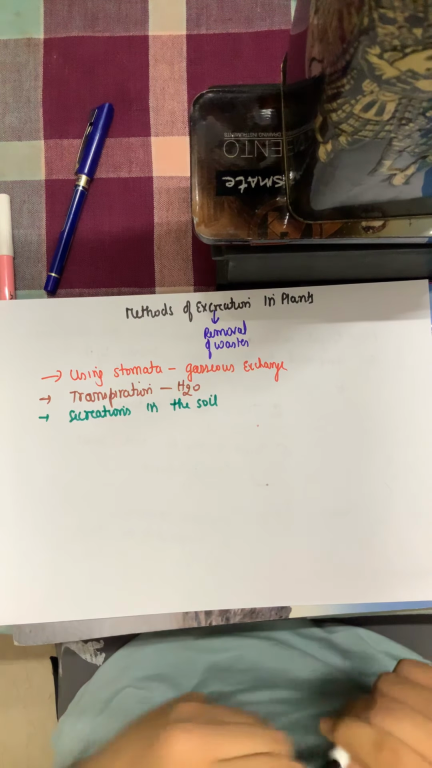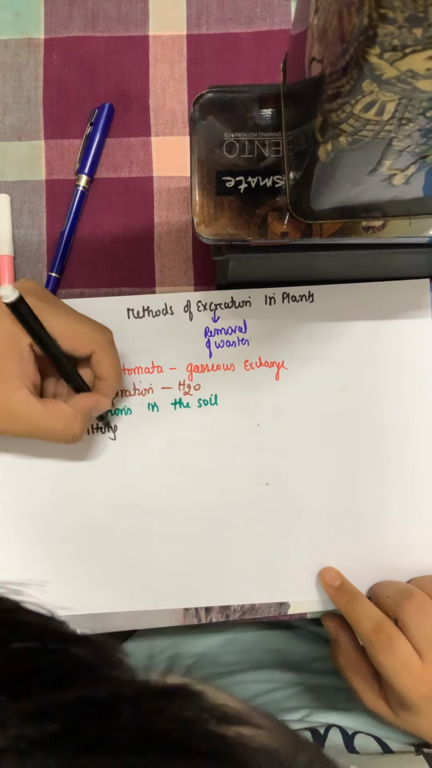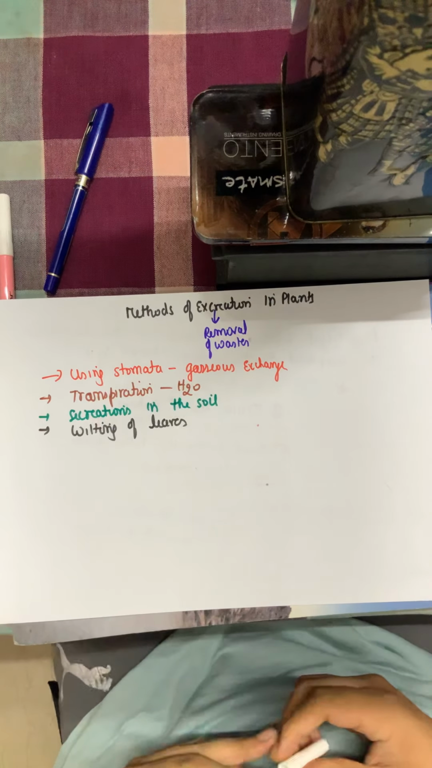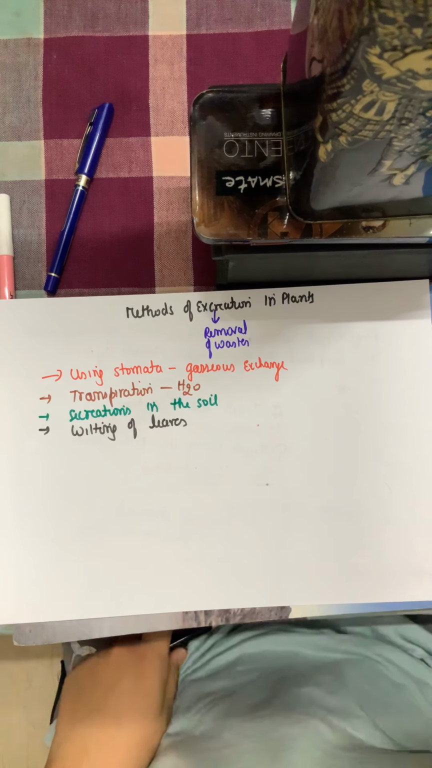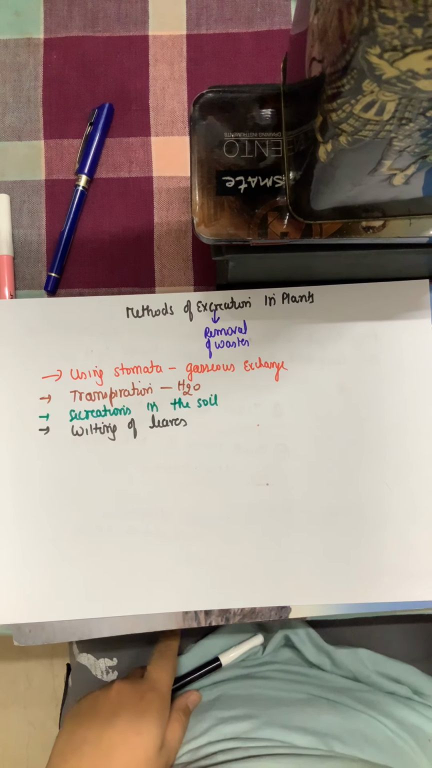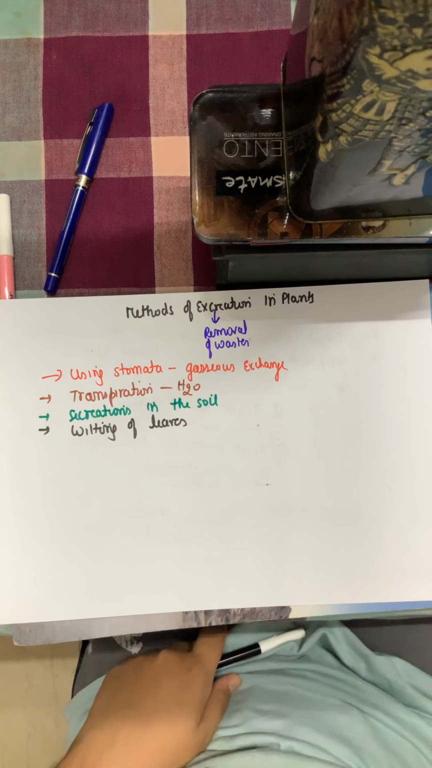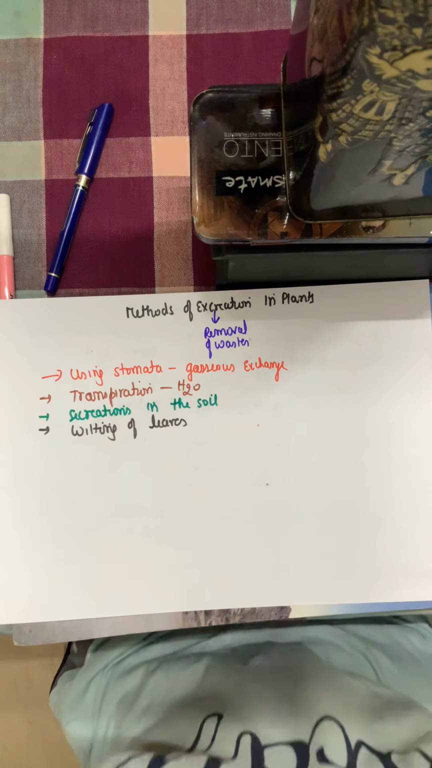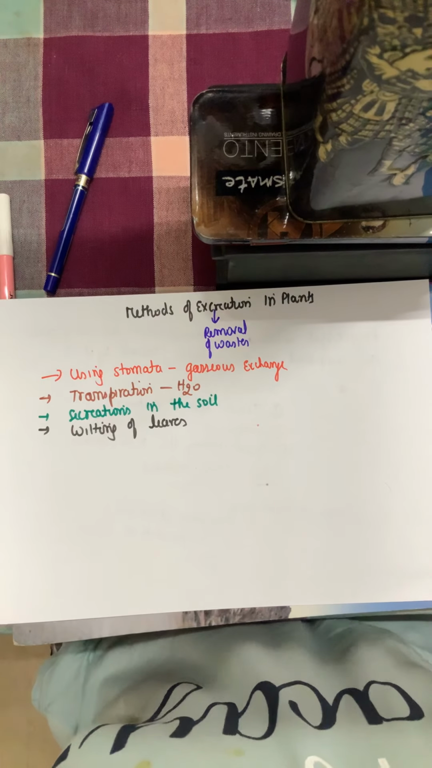Next method is wilting of leaves. Now plants have plant hormones called abscisic acid, which is a growth inhibitor. These hormones actually promote falling of leaves in plants. Falling of leaves is called wilting. We all know that in autumn, or patjhad, the leaves of the plant fall. So the plants have used a method in which they store their excretory product, the unwanted product, in these leaves which fall off. Another method of excretion.